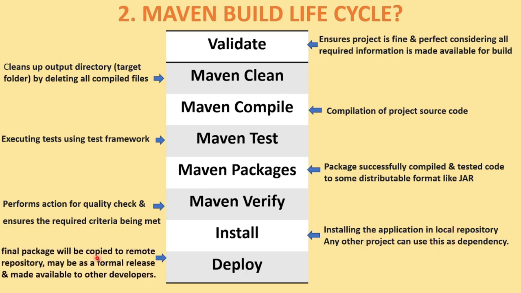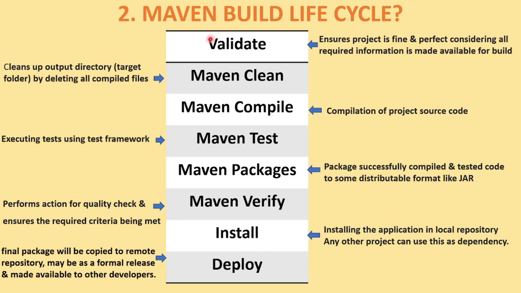Deploy means the final package will be copied to the remote repository. Deploying means your project is hosted on the cloud or on the internet, or you can put it on GitHub as a formal release and made available to other developers. Other developers can use your Maven project. So the final package will be copied to the remote repository. It will be hosted on the cloud or on GitHub, so that other people can use the formal release which you have hosted.